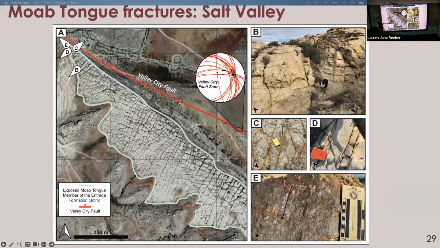So here we are. This is the northern end of Salt Valley. This is the outcrop of the Jurassic Moab Tongue sandstone. This is the unit that contains the fractures that we're interested in. The Valley City Fault runs semi-parallel to the outcrop. This is a late stage salt wall collapse fault, so it's basically a proxy for the salt-sediment interface, or the location of that. And this unit is dipping about 20 degrees off to the southwest.